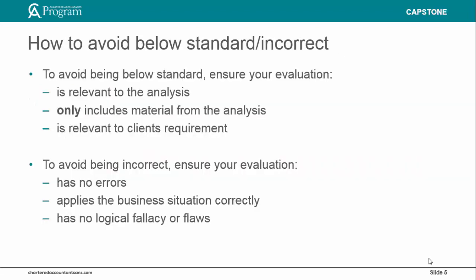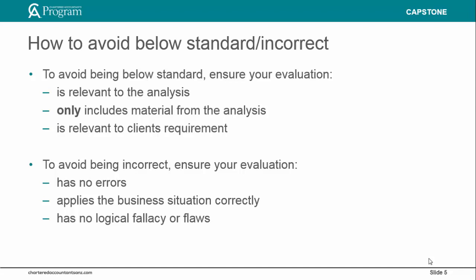On the right-hand side of the rubric there are the below standard and incorrect columns. You want to avoid these areas as there are no marks in Capstone for an evaluation that is below standard or incorrect. To avoid being below standard, your evaluation needs to be relevant to the analysis and only include material from the analysis, i.e. do not introduce new material into the evaluation.